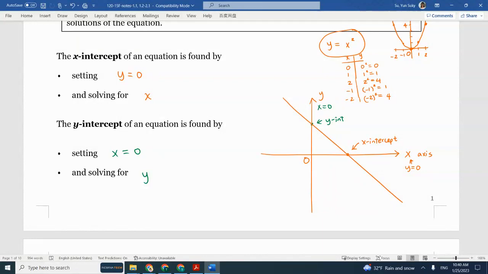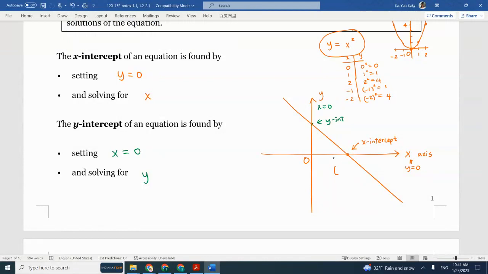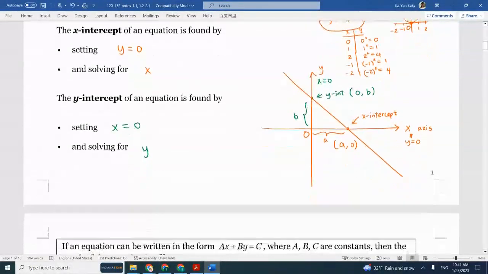Okay. So once you draw the picture, then you can see this point. Oh, I should use orange color for this point. Let's say this distance is a, then for this x-intercept, the x-coordinate is a, but the y-coordinate is 0, right? And for the y-intercept, let's say this distance is b, then the x-coordinate is 0, and the y-coordinate is this distance b. So therefore, we can get the x-intercept and y-intercept.